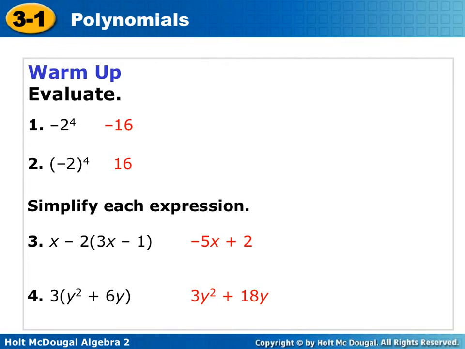The first one, just make sure it's 2 to the 4th. That gives you 16, and then you have the negative out in front, so that's negative 16. The difference with 2 is you're taking negative 2 times negative 2 times negative 2 times negative 2, which is 16. In 1, you're really going negative times 2 times 2 times 2 times 2. So make sure you enter those in correctly on your calculator. I know people sometimes will mess that up. They want to do negative 2 to the 4th, but in order to do that on your calculator, you need parentheses. 3, distribute negative 2, so it becomes x minus 6x plus 2, and then add like terms. And 4, just distribute, so you get 3y squared plus 6y.